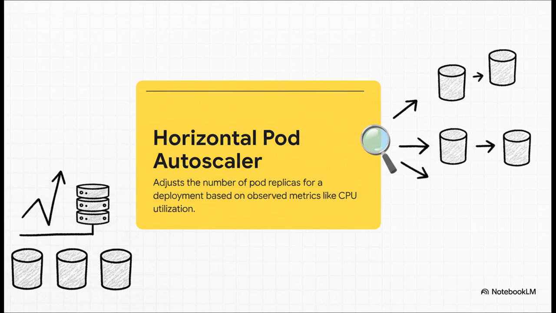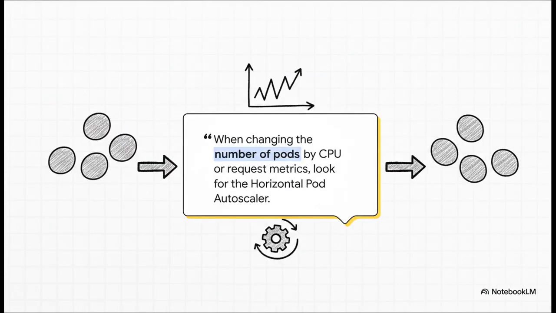And that, my friends, is the horizontal pod autoscaler, or HPA for short. This is your absolute go-to for scaling out. It just sits there, watching key metrics like CPU utilization. The second that metric crosses a threshold you've set, bam, it automatically spins up more identical copies, more replicas of your pod to share the workload. It's a beautiful example of how Kubernetes gives you that amazing elasticity. And here's your exam tip for this one. It's really straightforward. If you see a question that's all about changing the number of application pods or the number of replicas based on CPU or some other metric, the answer is the horizontal pod autoscaler, period.